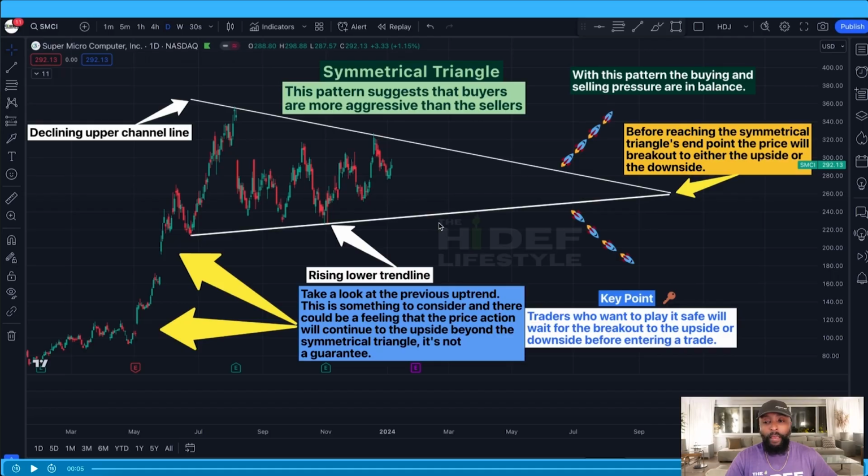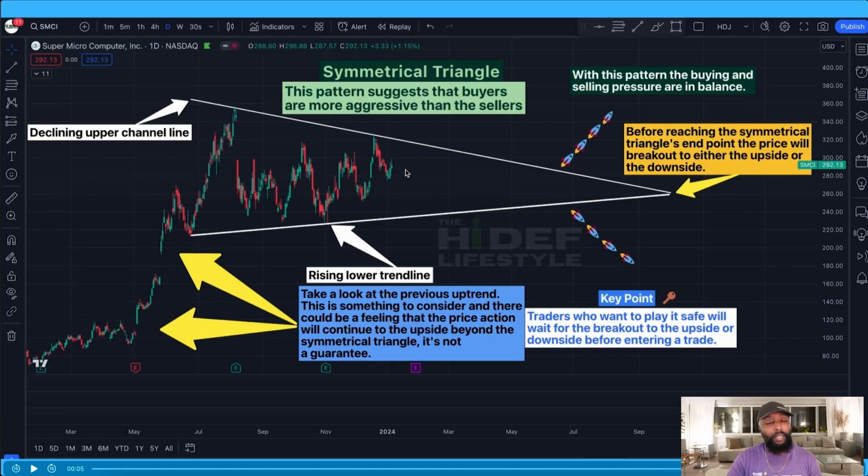All right. So what you want to do in this scenario, now price action could break this lower trend line, but being that we had a strong uptrend prior to the symmetrical triangle, I would look for price action to go and break above this upper channel line. But again, we never know. We never really know. But again, I'm looking to buy call option contracts anytime price action comes down and touches this line.